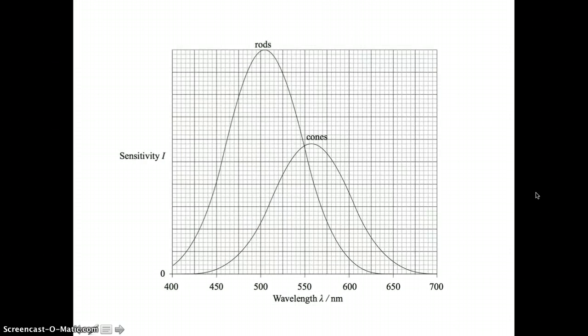Here's what it looks like when we scale for the sensitivity of rods and cones. The rods are far more sensitive, so the y-axis is higher, cones are less sensitive. This is the resultant graph for all three cones. If we wanted, we could try to break up that resultant graph into the blue cone sensitivity, the green cone sensitivity, and the red cone sensitivity, and it looks like this.